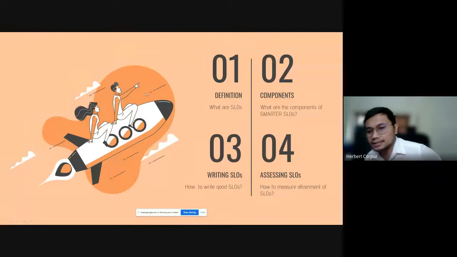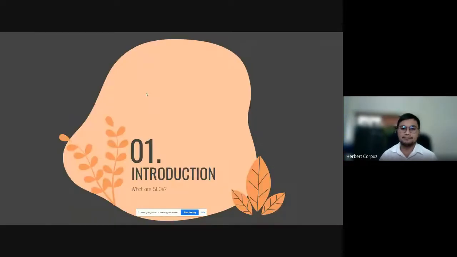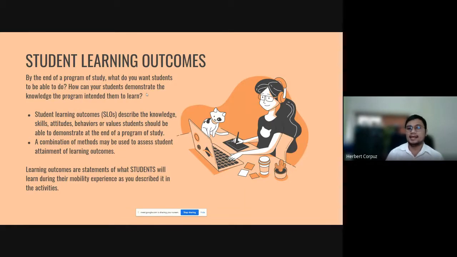Okay, so these are the four parts that we will be discussing in this presentation. Now we proceed first to the introduction. What are SLOs? What are student learning outcomes?